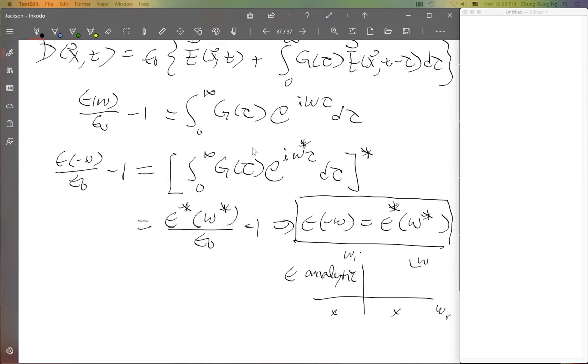And you can get that from this relationship also, right? From this, you can also extend it to when omega is real. But then this integration will require that G goes to 0 as tau goes to infinity.